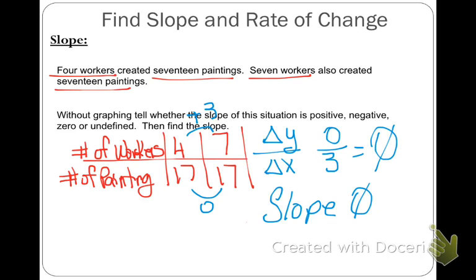All right, I think that you have what you need to find the rate of change given a table or a word problem, and you only have one more video to go before you can start working on your homework.